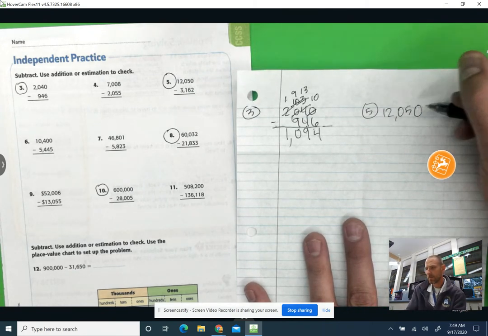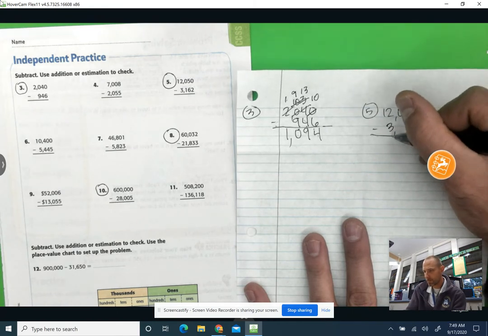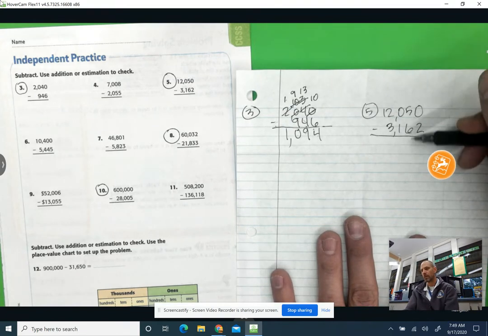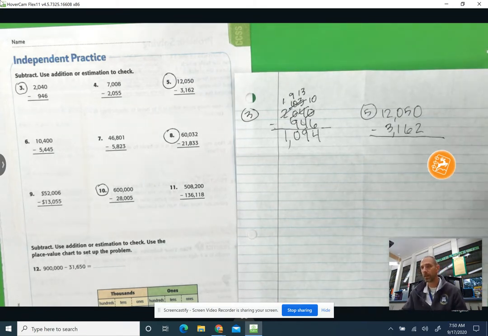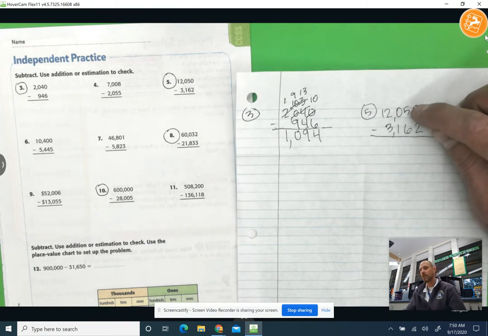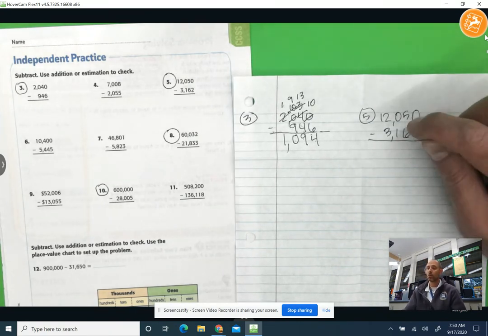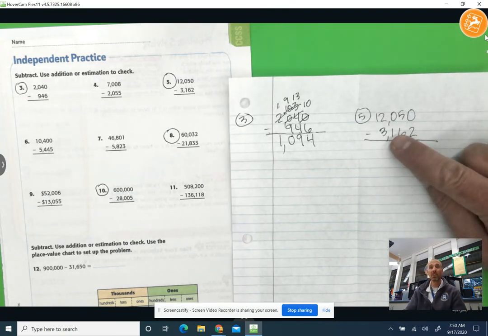12,050 minus 3,162. Making sure to keep your place value positions lined up. All right, so here we've got a 0 in the ones place and a 2 underneath. Got to borrow. We have a 5 in the top number in the tens place and a 6. We're going to have to borrow. We have a 0 here in the hundreds place with a 1 underneath. We're going to have to borrow.